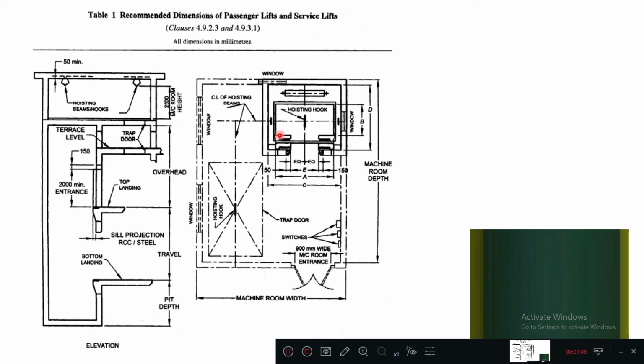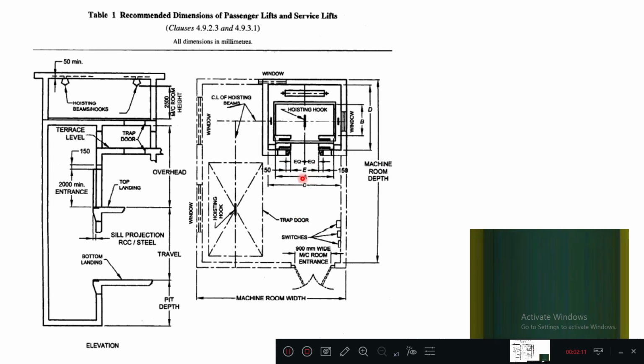Here you can see a small rectangle again. It is called the cab, which is moving inside, and outside is a wall. This is the total machine room, which is situated on the top. This is the total machine room width. Here machine room width is given, and machine room depth is given. So try to remember these things.